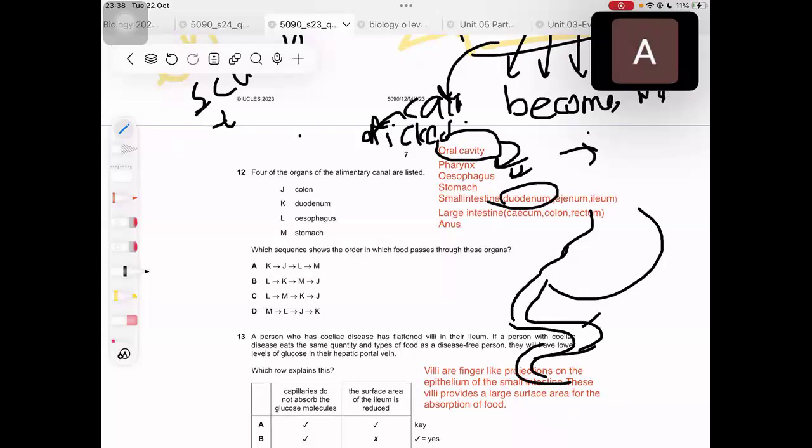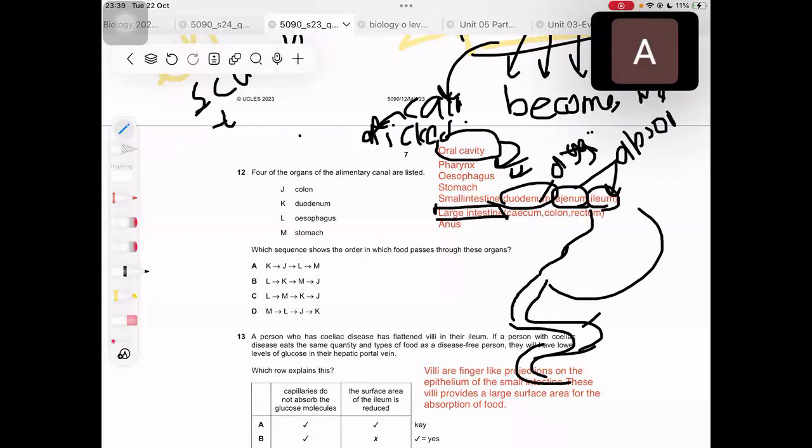In the duodenum mainly the digestion takes place. The other two parts are the jejunum and ileum. They are the main sites for the absorption of these digested nutrients. Digestion means breaking down of large molecules into smaller molecules, and the jejunum and ileum absorb those smaller molecules. And finally, we get the large intestine.